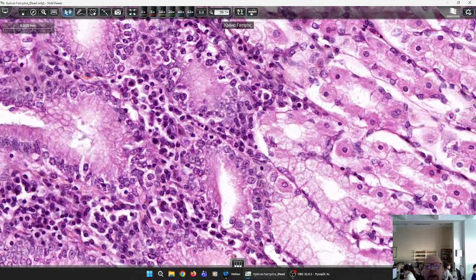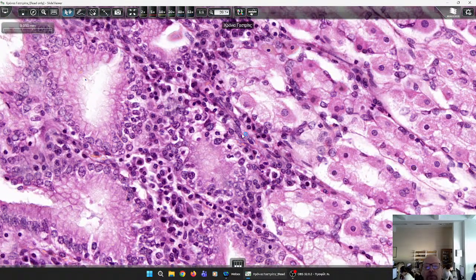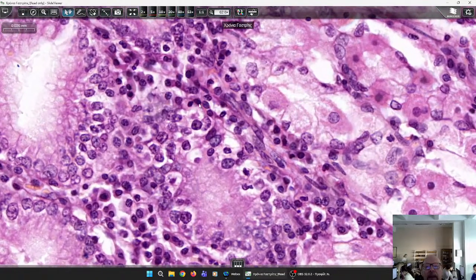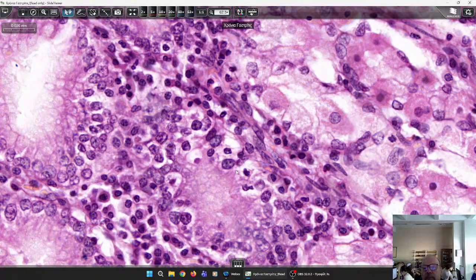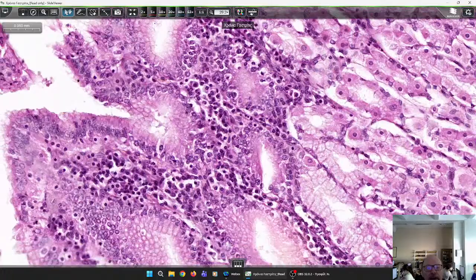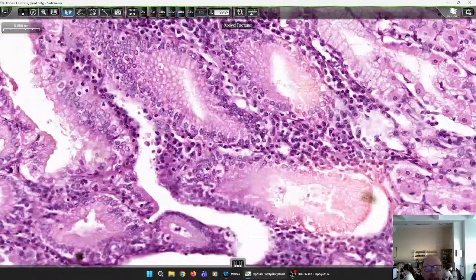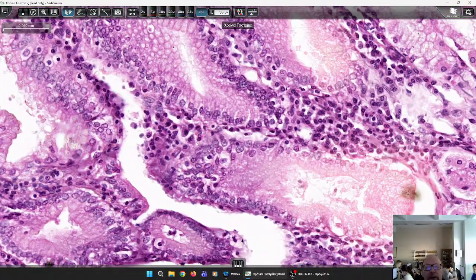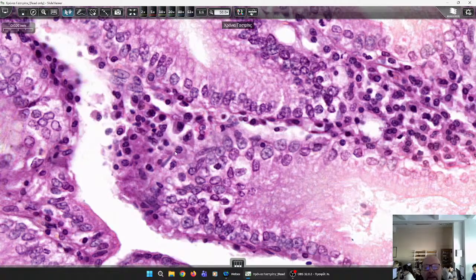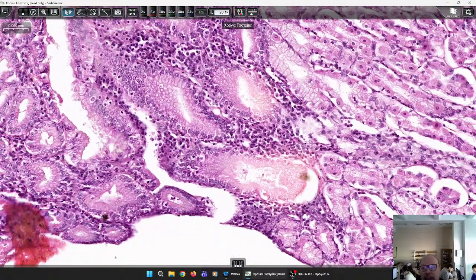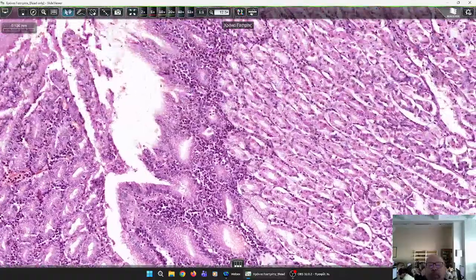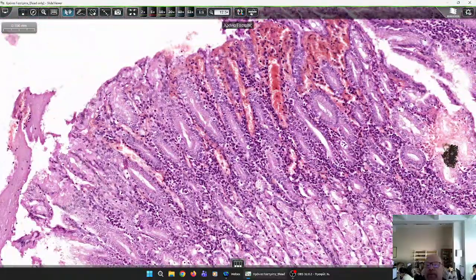So if you find some neutrophils as well, like here, then there is some sort of activity in the inflammation. However, the gastritis is chronic because you see plasmacytic infiltrates. Here we have superficial gastritis.